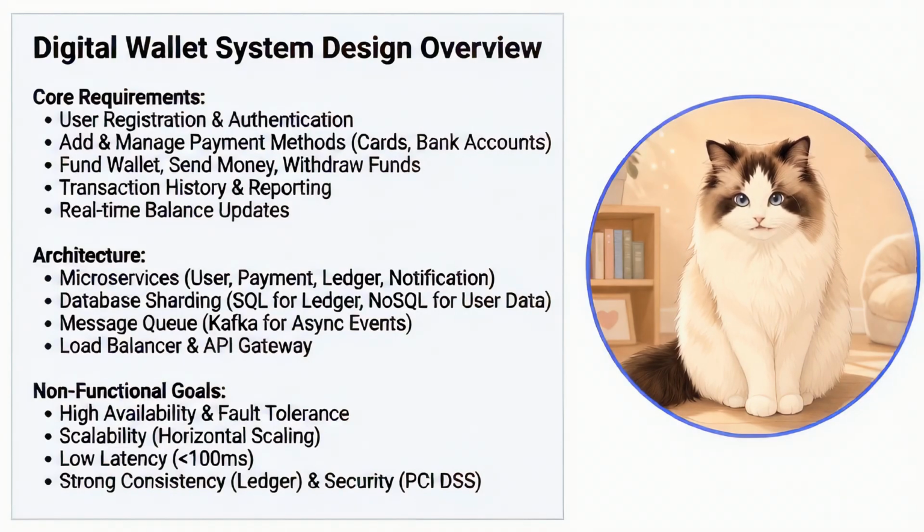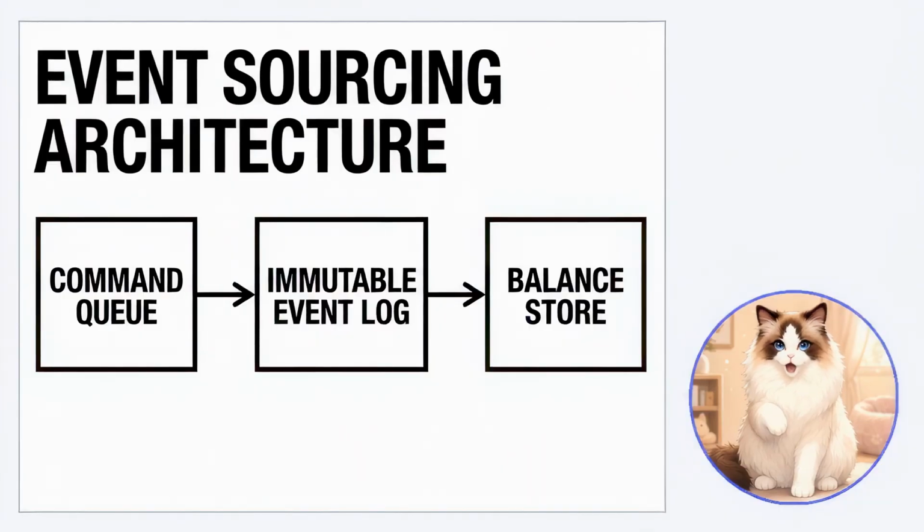How would your architecture support that? To solve auditability and state reconstruction, I would introduce event sourcing. Instead of updating balance rows directly, every incoming transfer request goes to a command queue, passes validation, and is appended to an append-only, immutable event log. State changes are stored as a sequence of events.